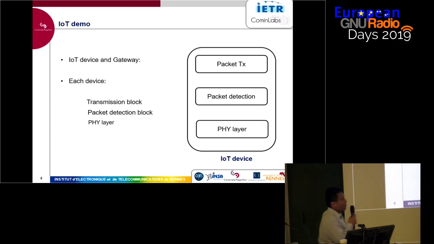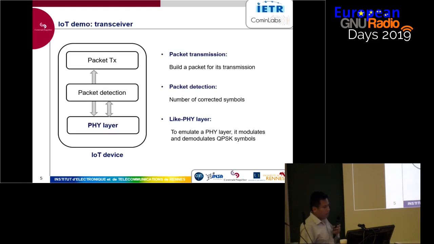So our demo is composed of two main parts, an IoT device and a gateway. Each of them is implemented as a transceiver, which has three main parts: a block for the generation of a packet, another one for the detection of a packet, and finally we implement a LoRa PHY layer. So this is how it works for an IoT device. Each time it receives a packet, the PHY layer demodulates it and sends it to the packet detection block to decide if this packet was sent for this IoT.